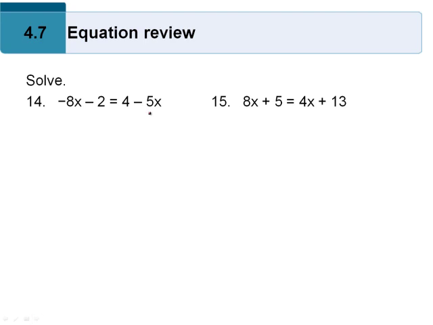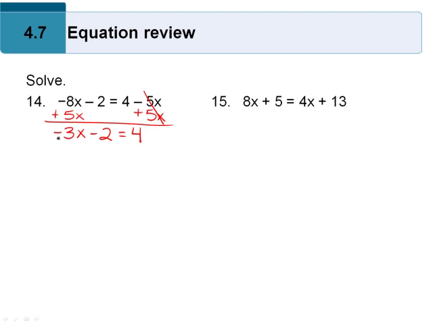Let's see, we've got variables on both sides on 14. Negative 8x minus 2 equals 4 minus 5x. So I want to first of all get my 5x over to the left. So I'm going to add 5x to both sides. So negative 8x plus 5x is negative 3x minus 2, that comes down, equals 4. And the 5x's cancel. Now it's back to what we just did on the previous slide.